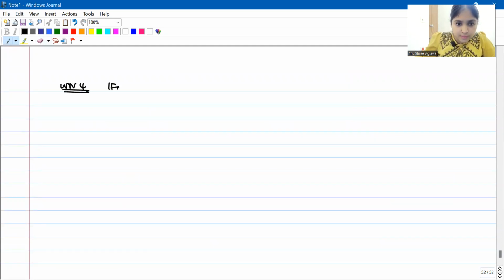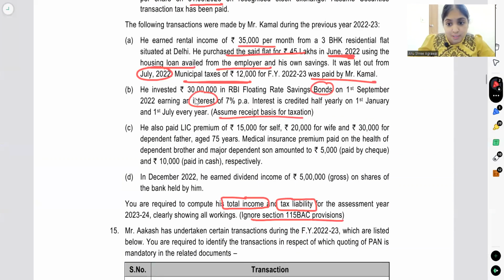with the heading IFOS. So we have number 1, interest from RBI bonds. Now listen, when did we buy the bonds? On 1st September 2022. 7% interest. Credited half yearly on 1st Jan and 1st July. Receipt-based taxation, which means whenever we received, that is when I'm going to tax. So during the current year, I have received only on 1st January, guys. Because see, I made the investment only in September. So after September, I would have received the interest in the current year only in January. So in January, how many months' interest would I have earned?